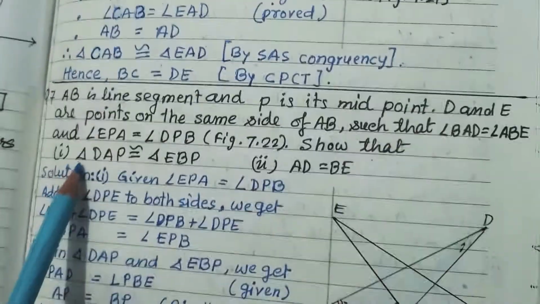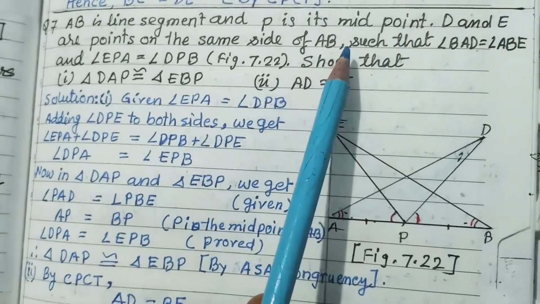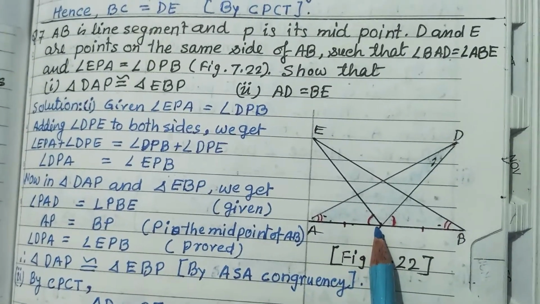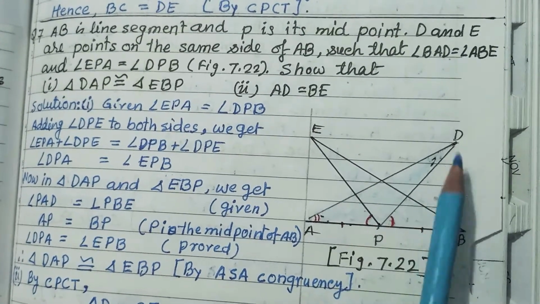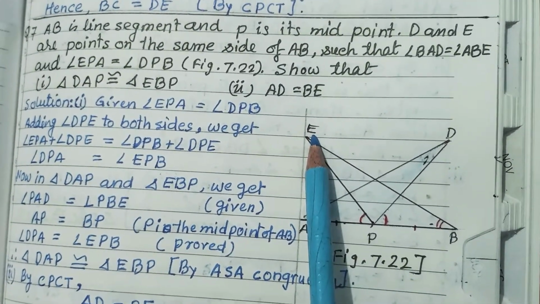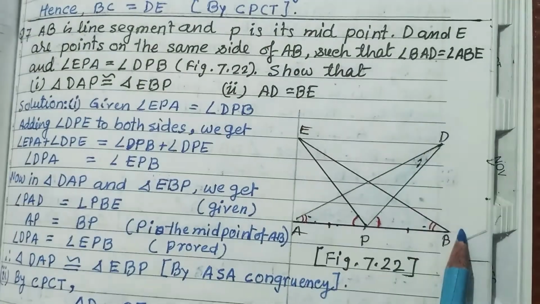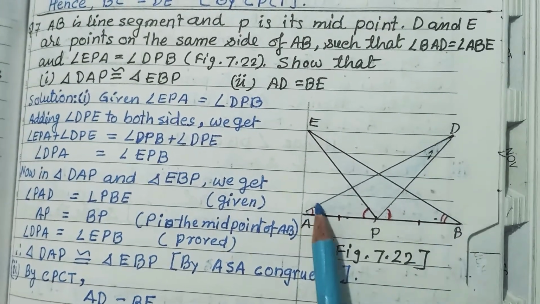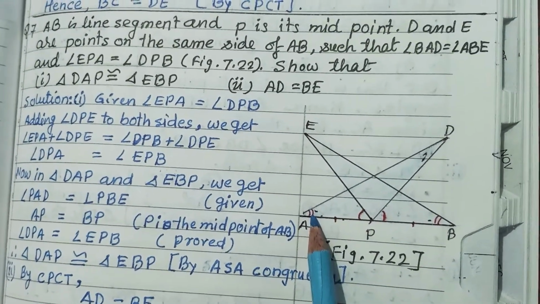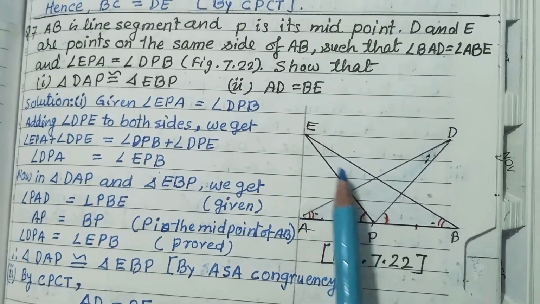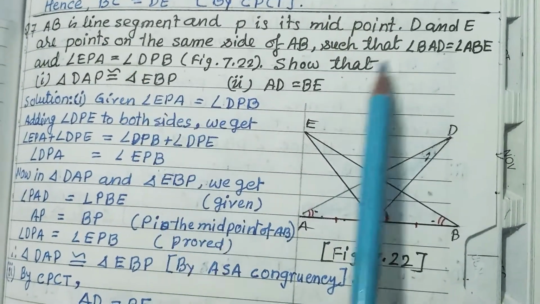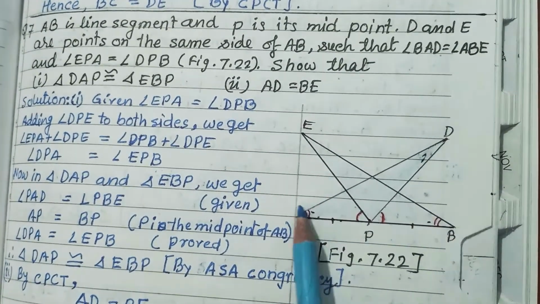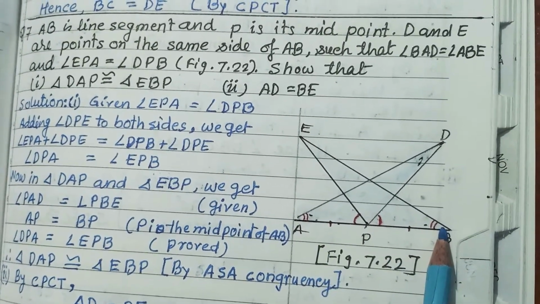Next question is, AB is a line segment and P is its midpoint. Now D and E are points on the same side of AB, such that angle BAD is equal to angle ABE. These two angles are equal as given.